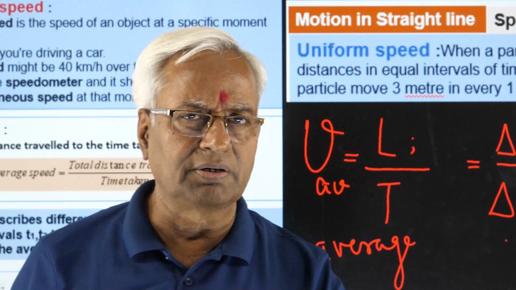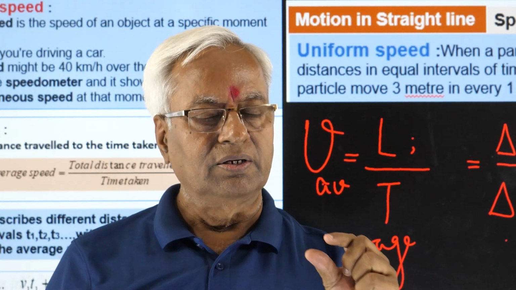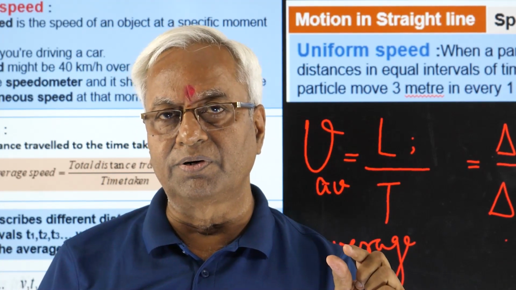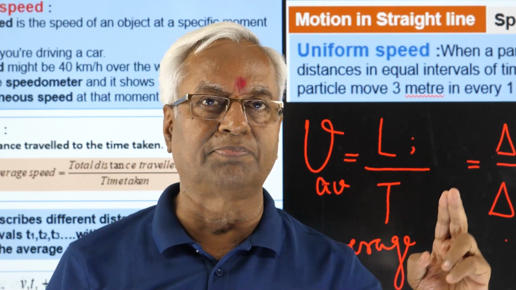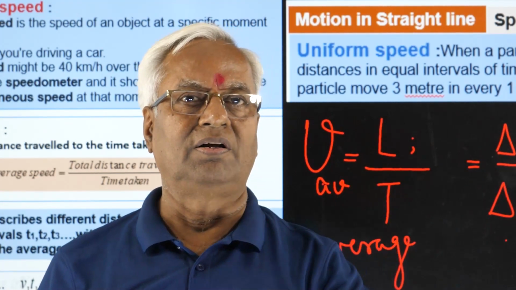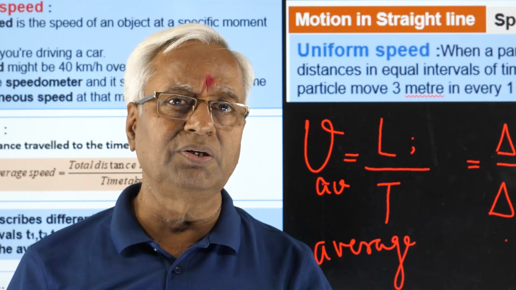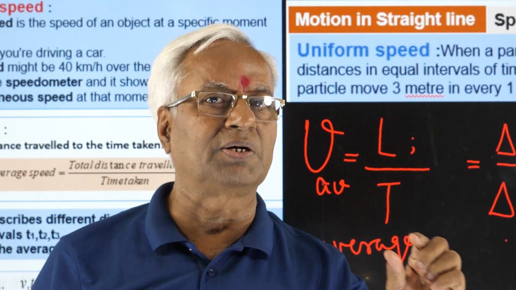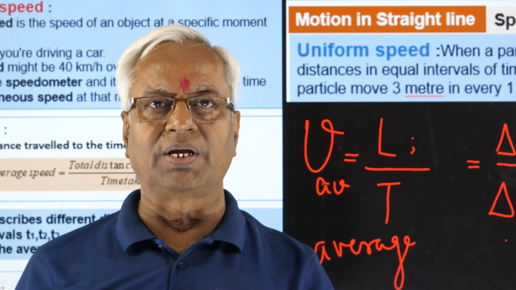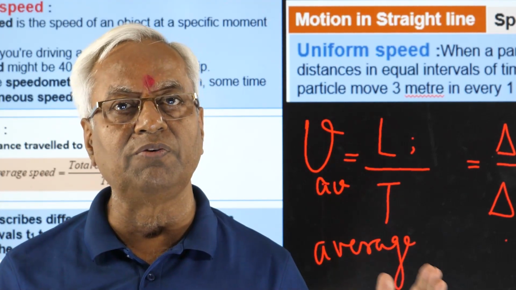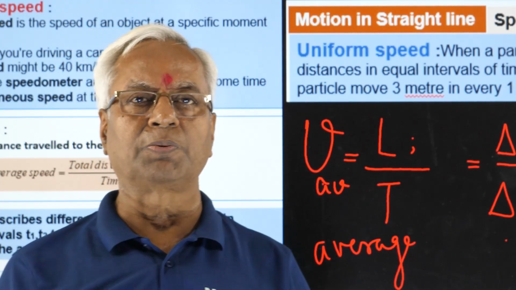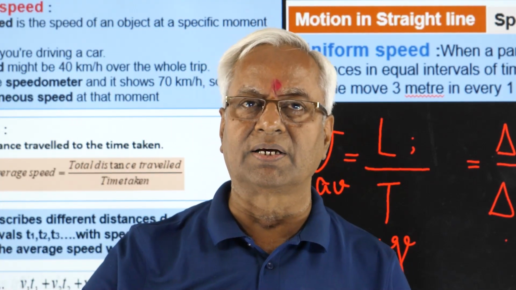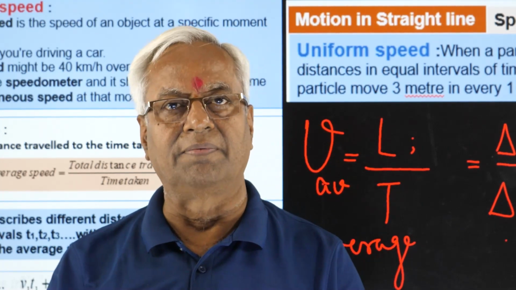Now, in certain motion, if the distance covered in every successive second is equal, meaning in every second the body covers equal distance, then we would say the speed is uniform. Uniform speed is when equal distances are covered in equal time.